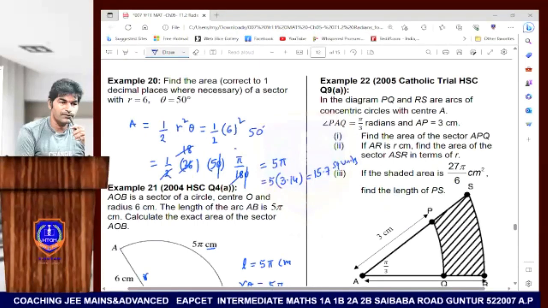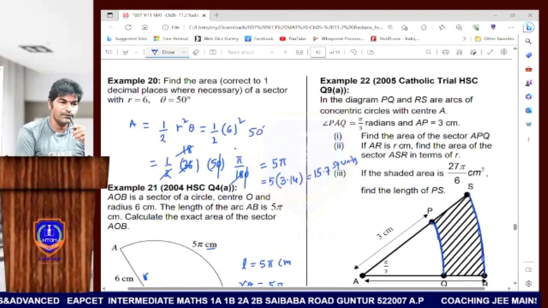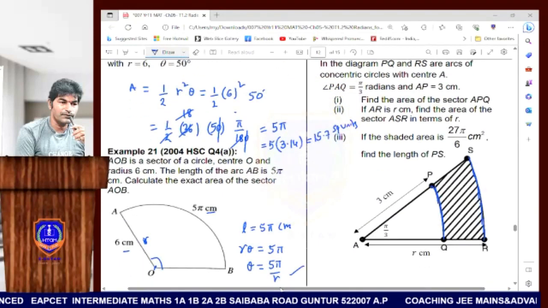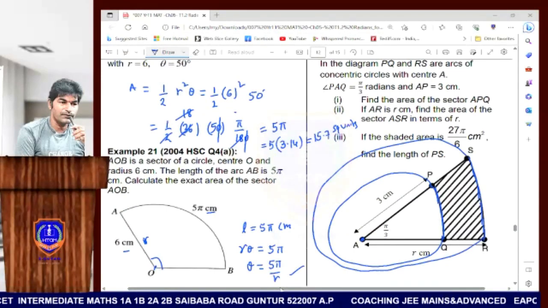Now, in the diagram, PQ and RS, where is PQ? This one, and this is RS. PQ and RS are arcs of concentric circles. If you extend this one, this is a circle and this one is also a circle. This kind of circles are called concentric circles. They differ by radius and they have the same center, A.